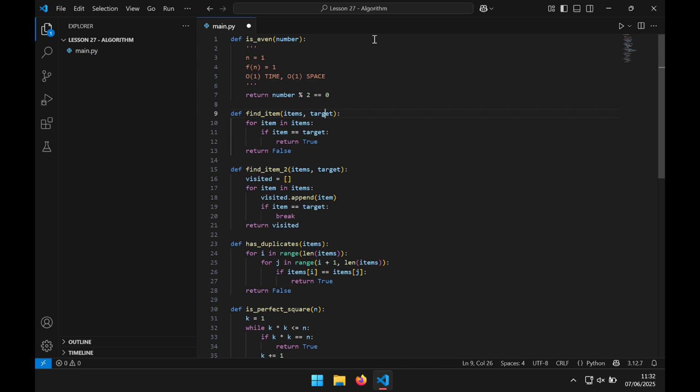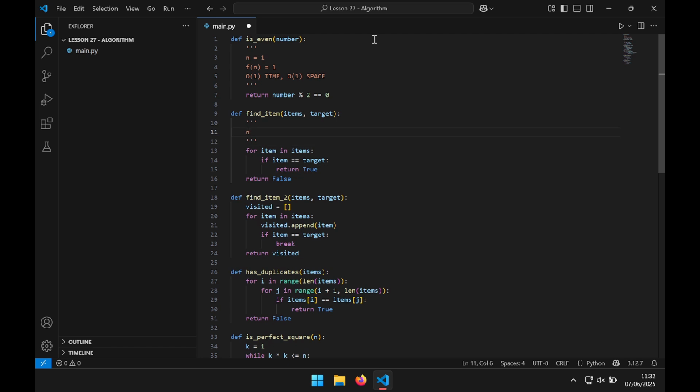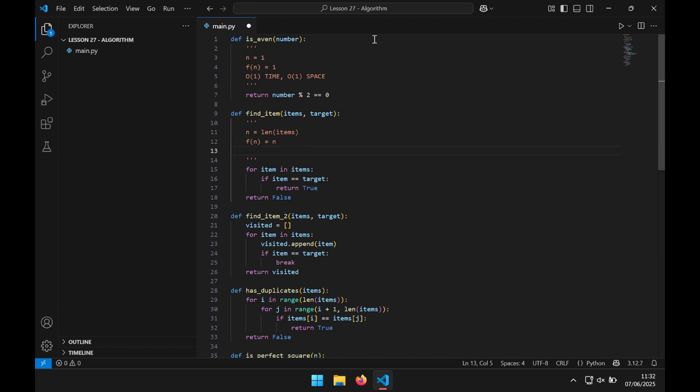In this function there is a loop. So n in this case of the time complexity is equal to the length of the list. So f of n is equal to n. So the big O notation is big O of n for the time complexity, and it's again 1 for the space complexity.